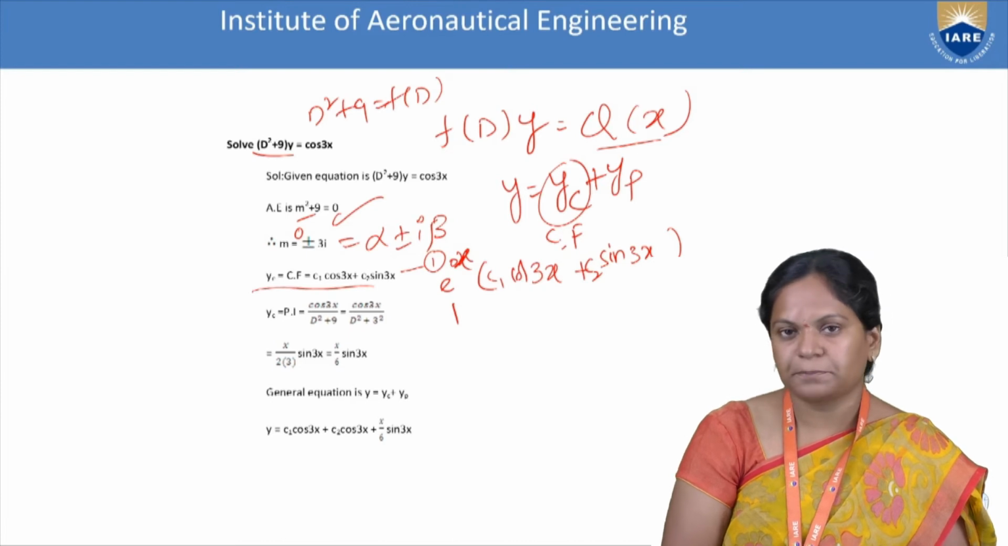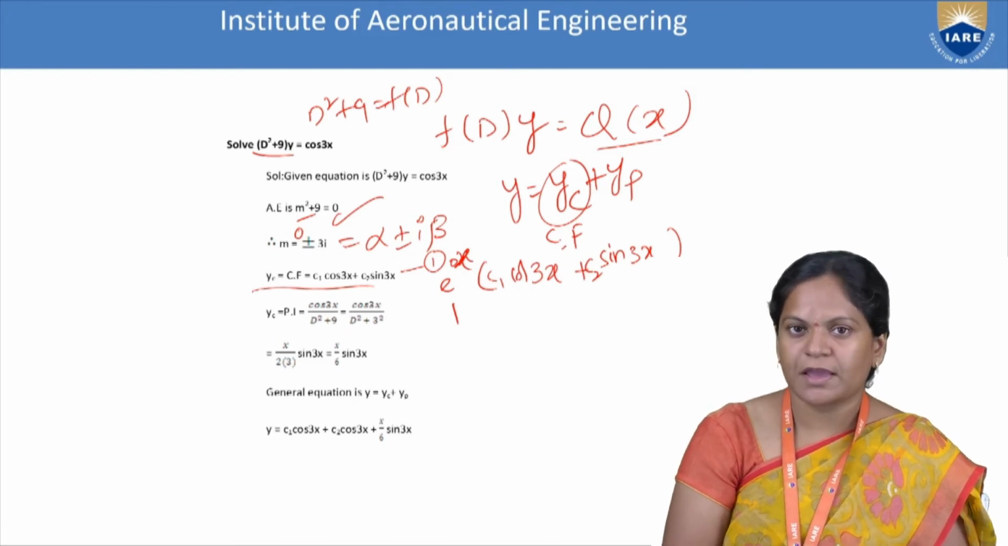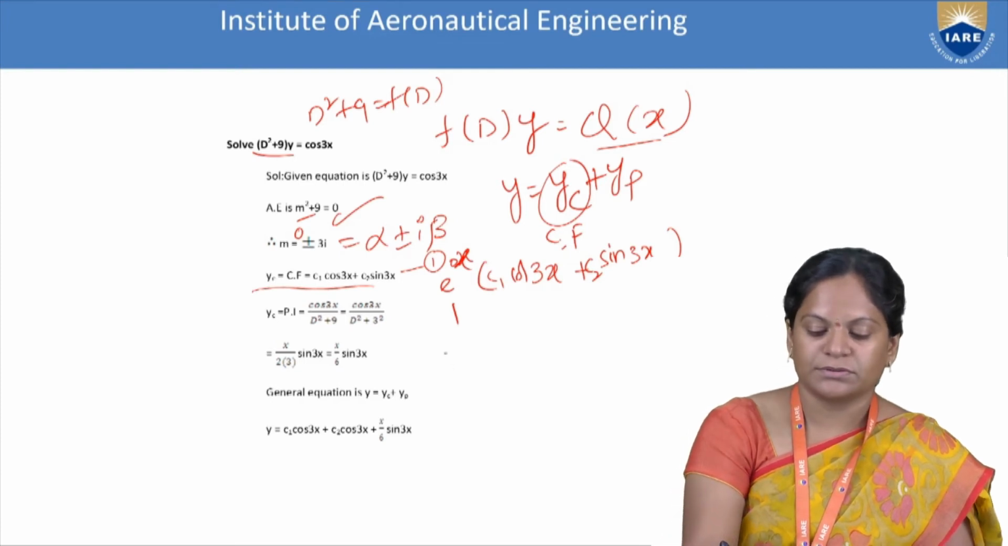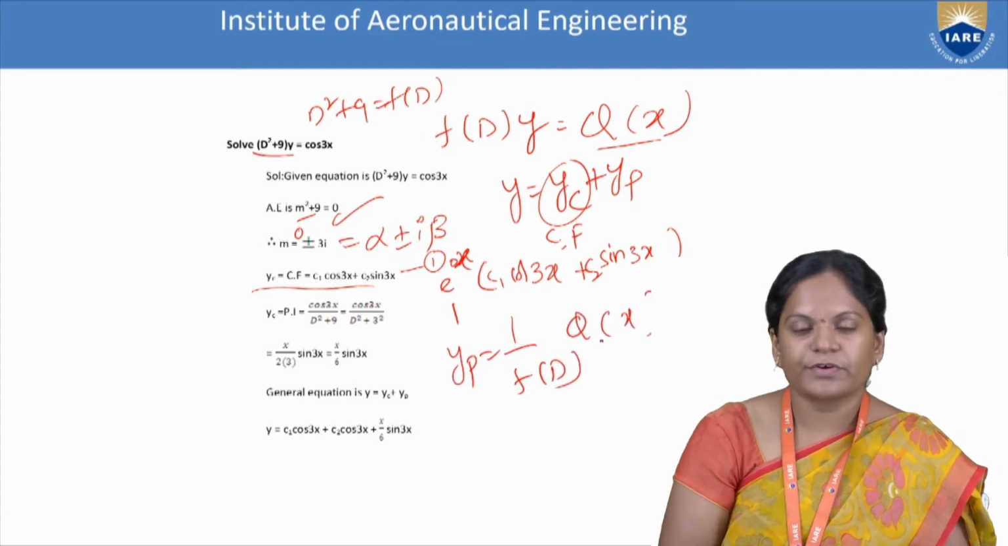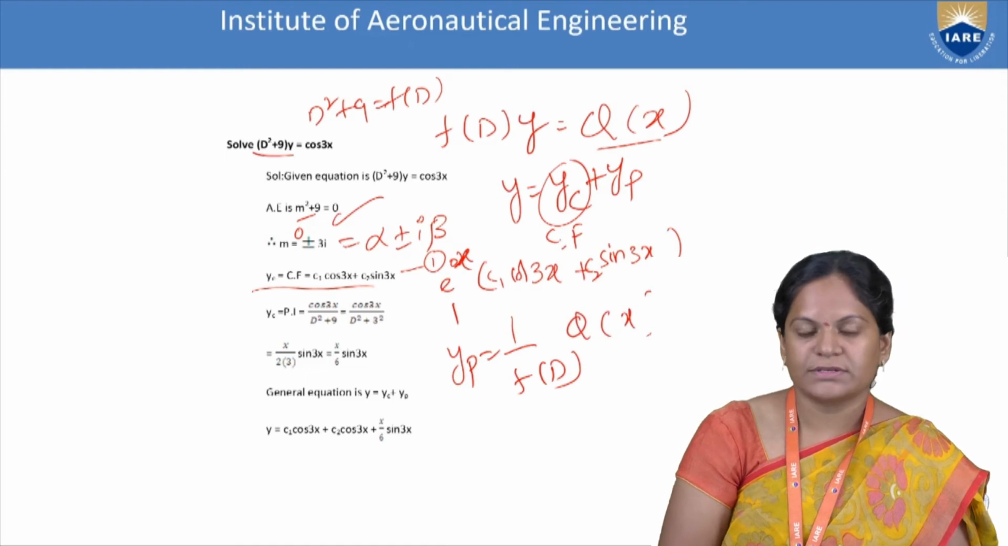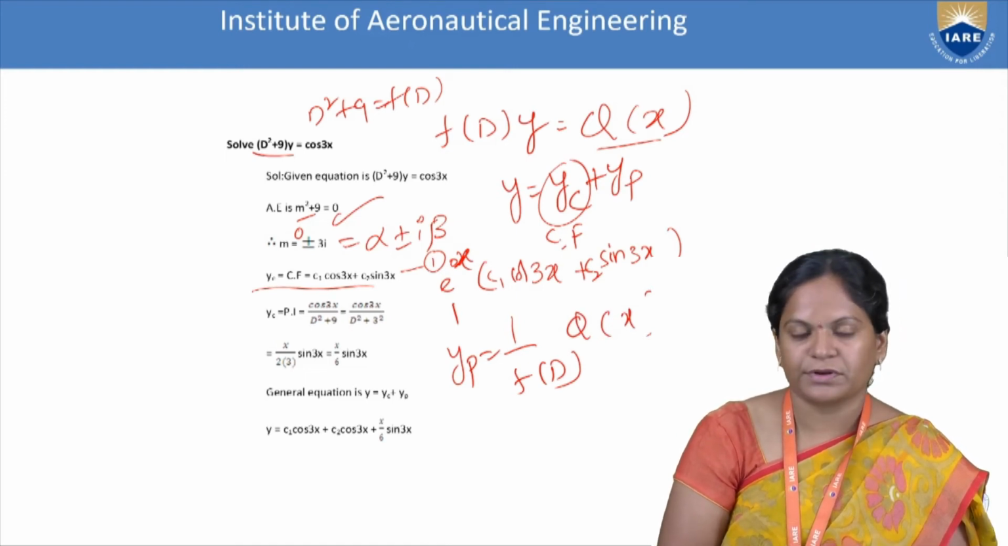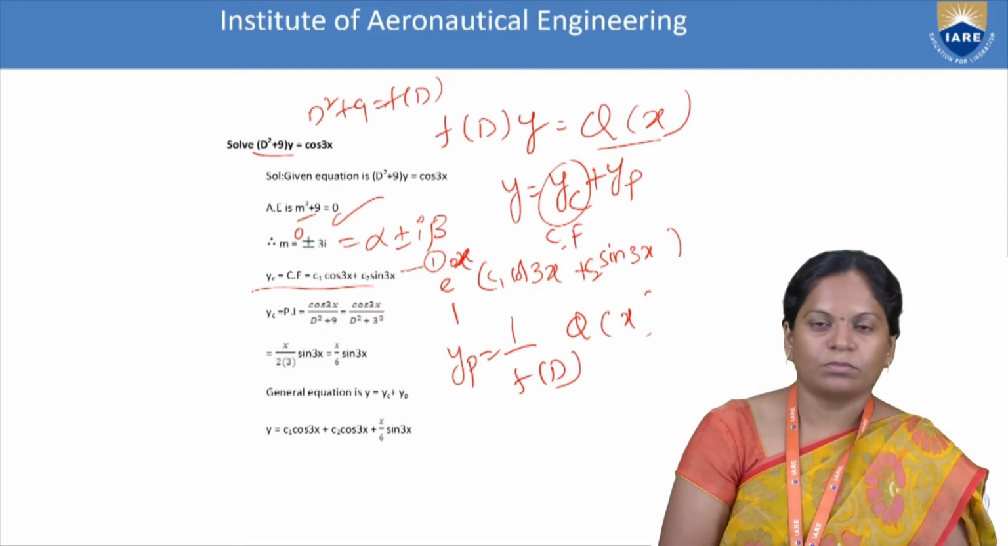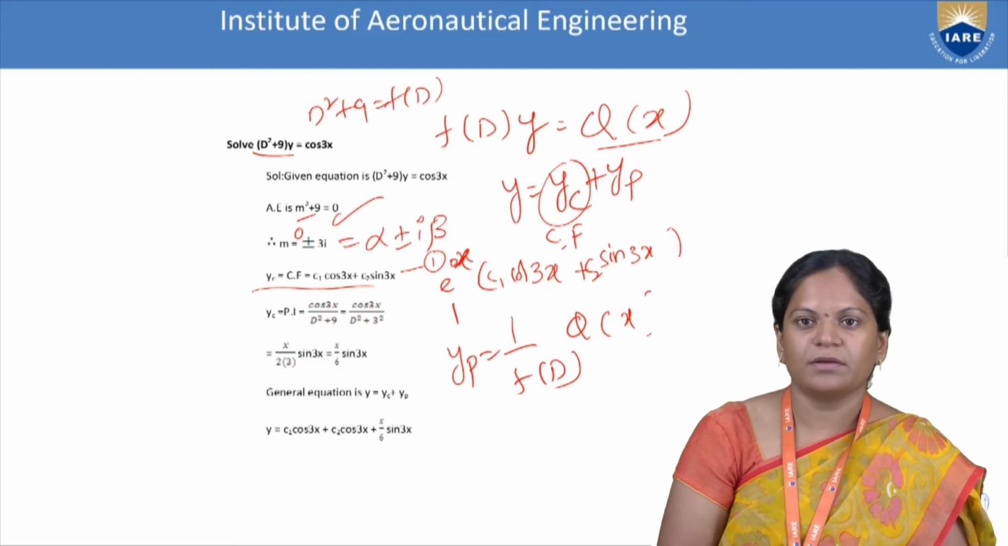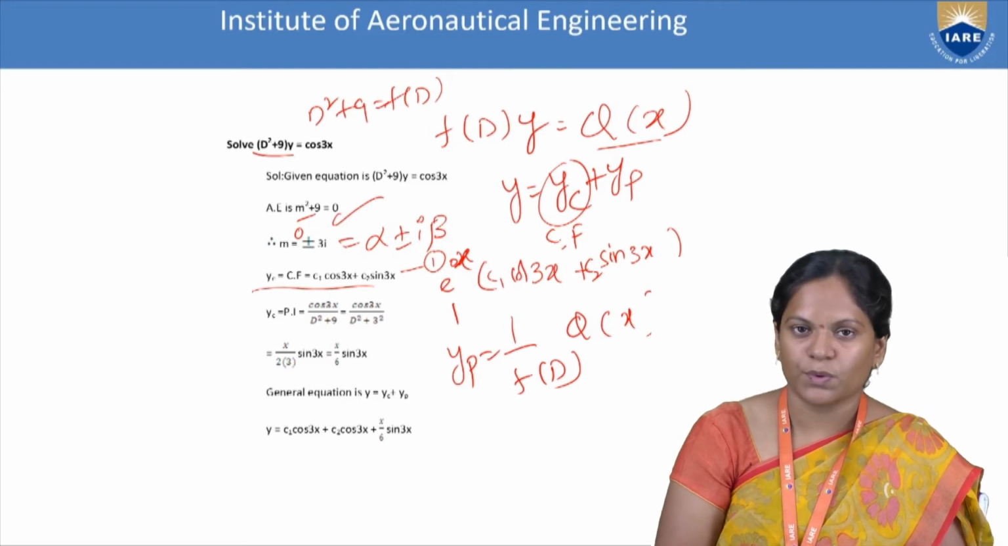Yp is nothing but the particular integral. So how can we find the particular integral? In any form of q of x, yp is nothing but 1 by f of d into q of x. What is q of x and what is f of d? F of d is nothing but the operator form of the given differential equation, and q of x is sin x or cos x in this case. So yp is the same for everything: the particular integral, 1 by f of d into q of x.